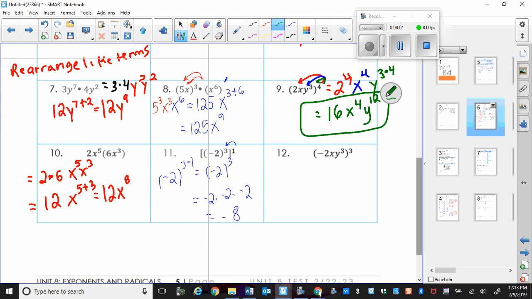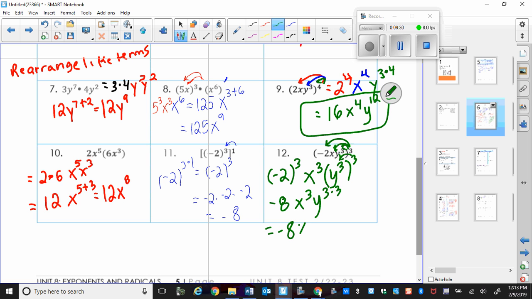Next, distributing the 3, I have -2 to the 3rd power. Then x to the cube power. Then y to the cube, so y cubed to the 3rd. We could have just distributed, and we get -8 x cubed y to the 3 times 3 equals -8 x cubed y to the 9th. Okay? Next page.